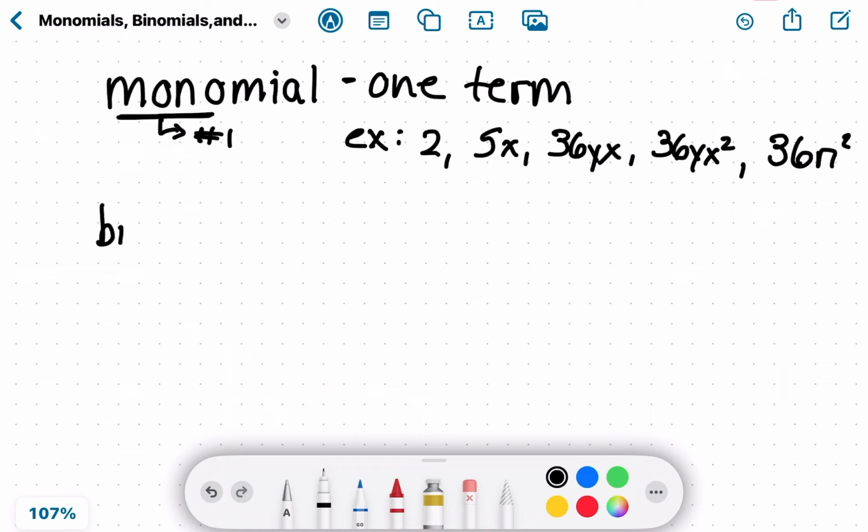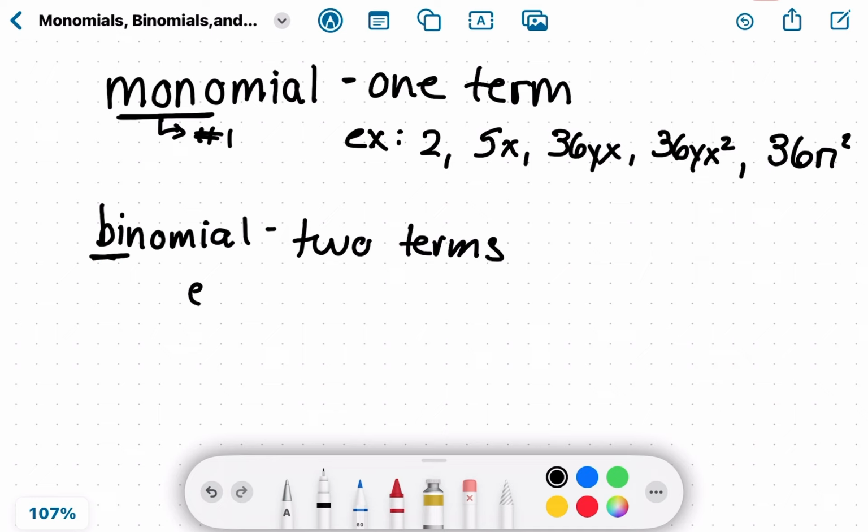Now, binomial. The prefix bi, can you guess what it means? That means two, like bicycle. Two terms. Now, these two terms are separated by addition or subtraction. Also why I said it's super important to know that multiplication and division are inside terms and addition and subtraction are outside of them. They separate them.